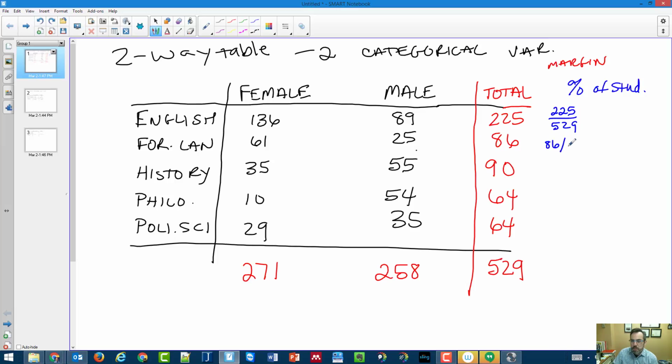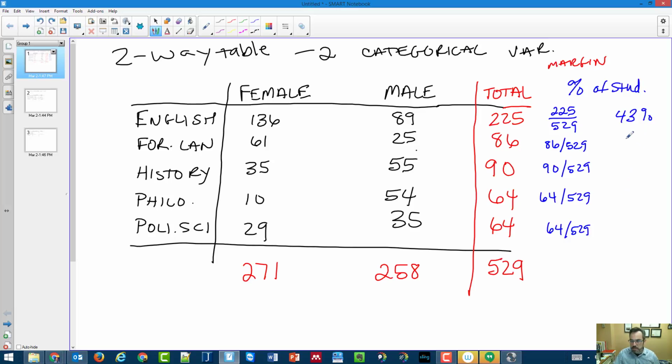How many foreign language out of the number of students, how many history out of the number of students. I'm going to go through and do this for all of these things. And I'd like to see these as a percentage. So I'm really just going to divide 225 divided by 529. I get 0.42. I'm going to round it up because it's 0.425. I'm going to round it up to 43%. And I'm going to do that for all of these.